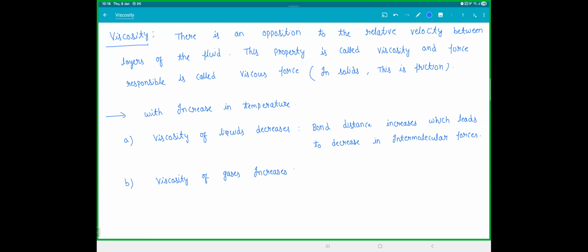What is the reason here? In case of gas, the molecules are already very far apart. When you increase the temperature, these molecules start colliding more rapidly. We will see this in thermodynamics, KTG. So the molecular collision rate increases, which leads to more interaction. The molecules, which are generally very far, because of more collisions, start interacting more.